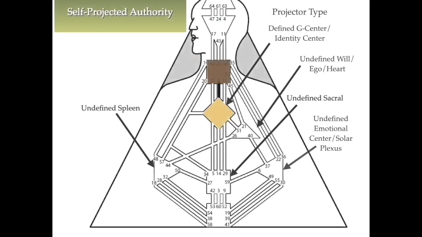The next authority is called self-projected authority. This authority comes when the sacral, spleen, emotional center, and will center are all undefined, and the G center or identity center are defined and connected to the throat. This authority is only for projectors. When you have this as your authority, talking with others and bouncing the information off other people can assist you in decision making, because by seeing the reaction that your words elicit, you can gauge whether an invitation is correct for you or not.